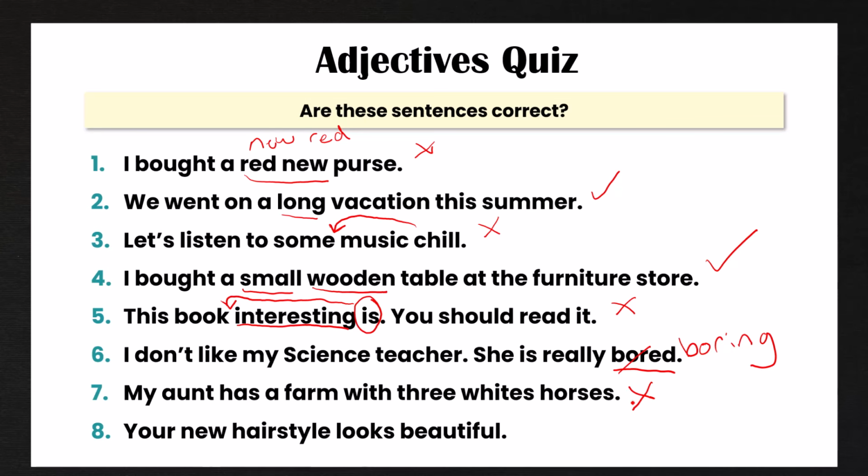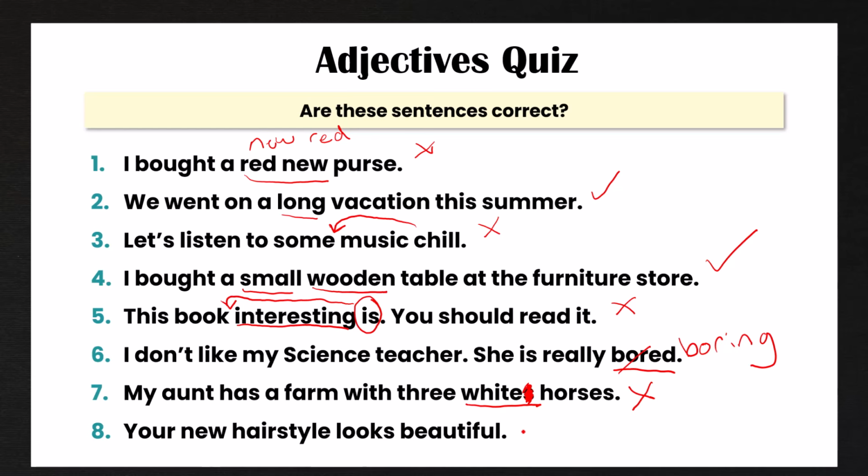My aunt has a farm with 3 white horses. We just say white horses. Remember, we don't make adjectives plural. They always stay the same. Finally, number 8. Your new hairstyle looks beautiful.